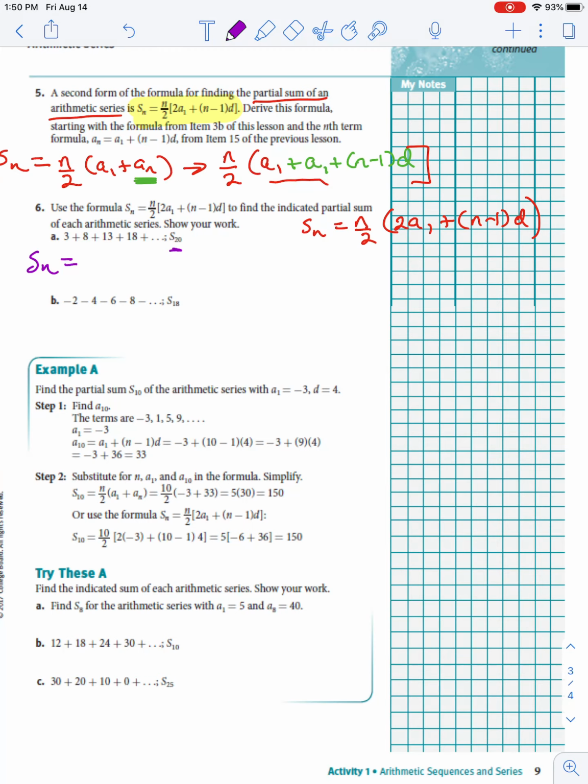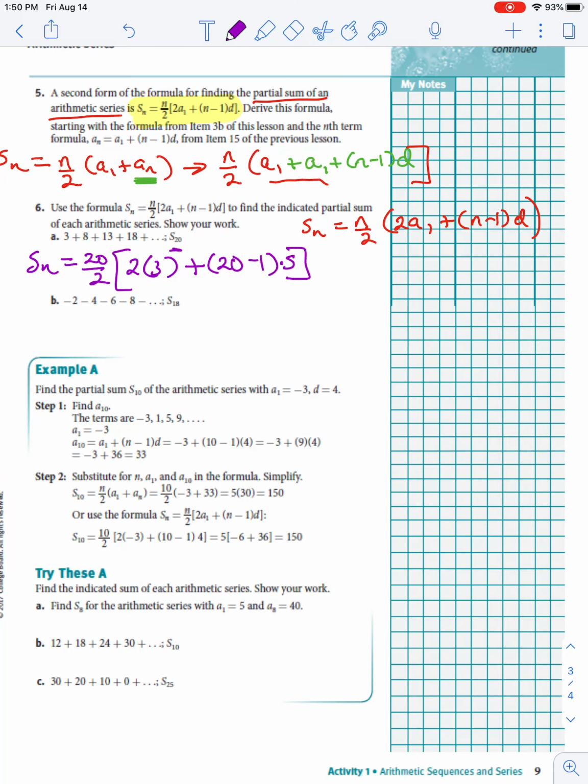So I'm going to go ahead and do my S sub n equals, now in place of n, I know I'm going to want the sum of the 20 terms, so I'm going to use 20 over 2, okay, and then I need 2 of a sub 1, which I know, the first term is 3, plus, and then I need n minus 1, well my n is 20, so 20 minus 1, and then my common difference, did I find that yet? No, common difference is 8 minus 3, which is 5. Okay, so I have the formula written, and then you just have to calculate.